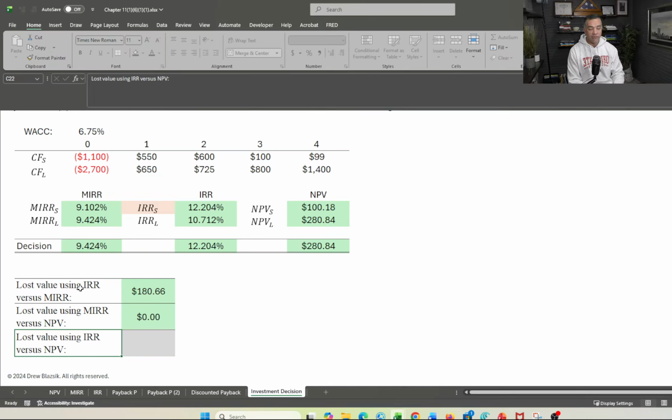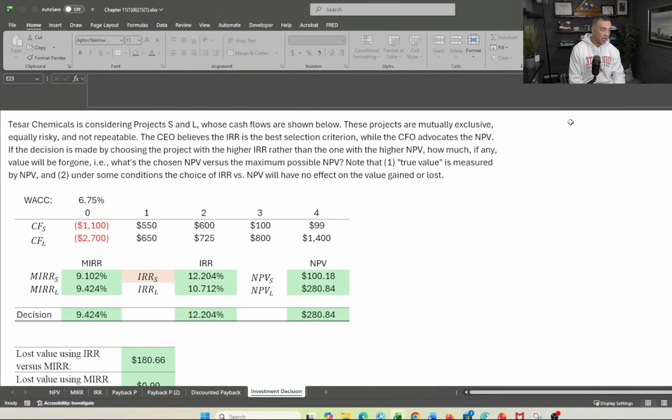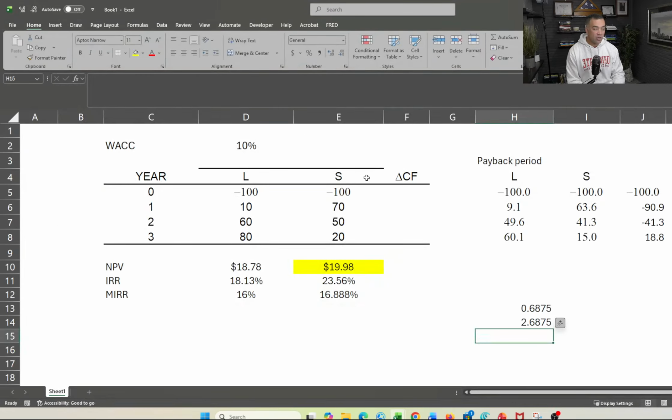So I'm sorry. The first one was IRR instead of MIRR. So that would be wrong. And now what if we chose the MIRR above the net present value? Well, that would be the same thing. We would lose the difference between what we should have had and what we would get if we had the MIRR. Okay. All right, so that's the only question I was going to do.